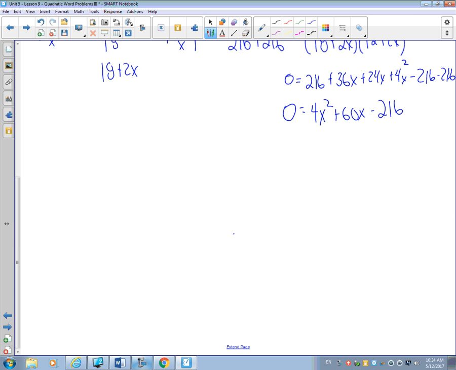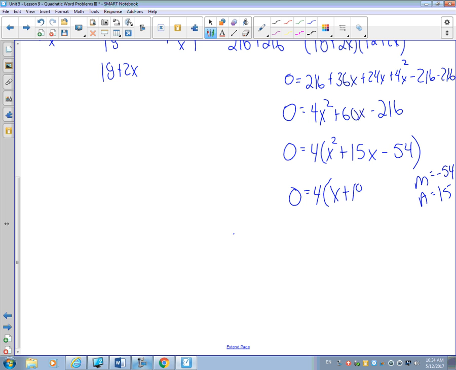Let's try factoring, make it easier. These are big numbers, let's make them small numbers. 216 divided by 4, that's what, 54? Okay, let's try some. Multiply to 54, add to 15. Can you think of any numbers that do? There are numbers this time. The numbers are x plus 18 and x minus 3, which means my zeros are negative 18. Uh-oh, negative answer. Right off the bat, we know that's inadmissible. And 3. Oh, we're done.